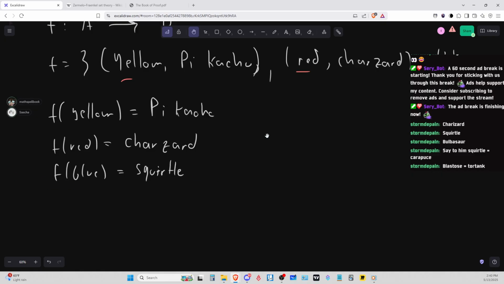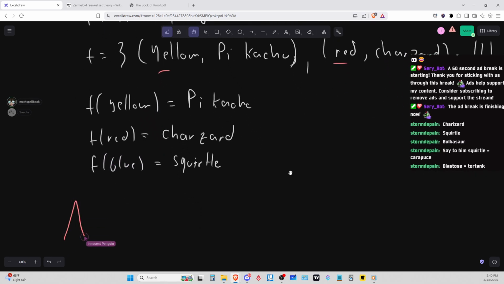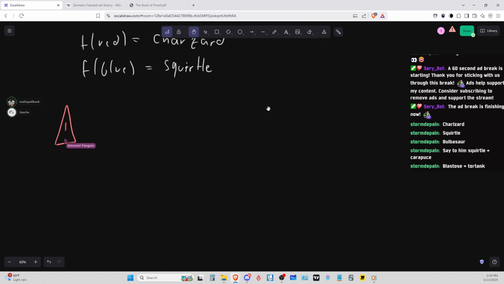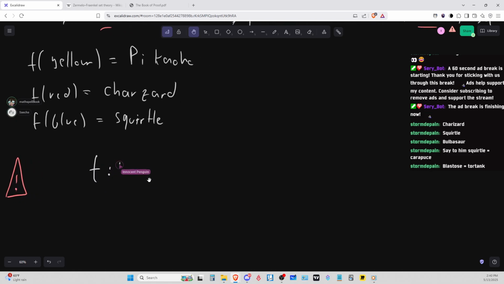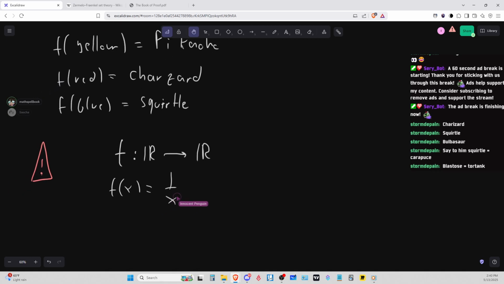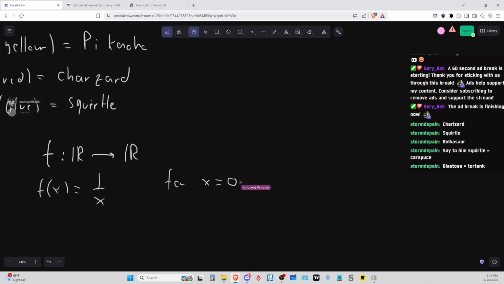Okay, and now I just want to give some warning again. Usually people will call something a function which is not a function in our case. For example, people might write f as a map that goes from R to R, and they will write something like 1 over x. But then you get a problem, because for x equals 0, it is undefined.